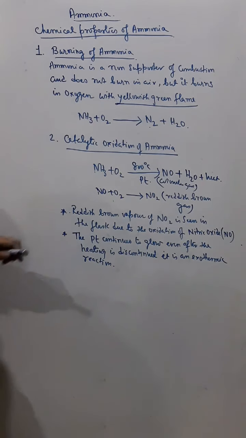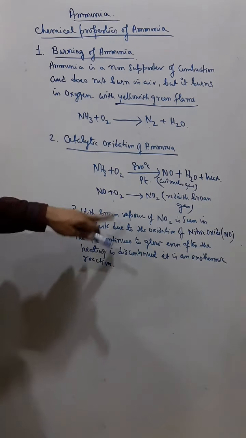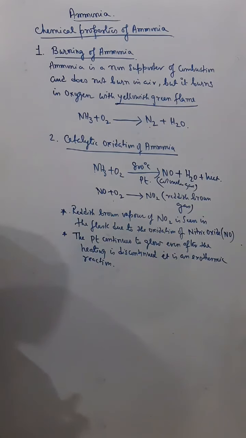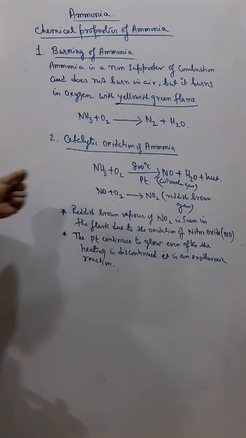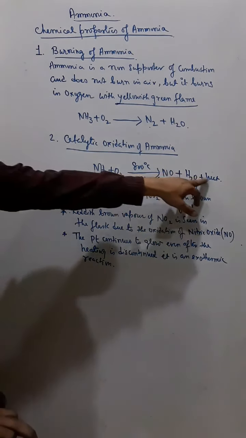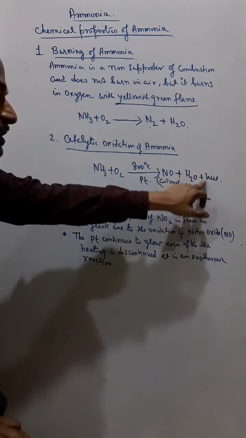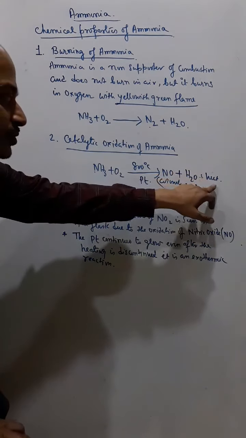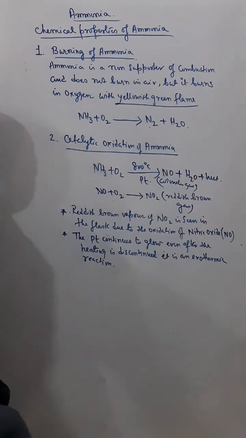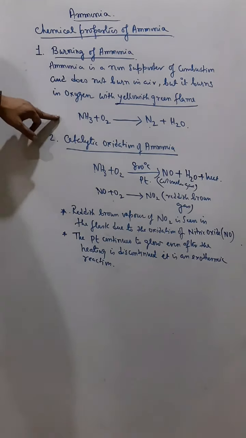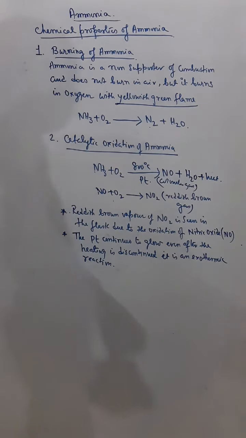And the platinum continues to glow even after the heating is discontinued. Means when the heating is stopped, the platinum still remains glowing, because it's an exothermic reaction, and due to this heat, platinum continues to glow. Okay, so these are two important points you have to remember. One is the burning of ammonia, and next is the catalytic oxidation of ammonia.